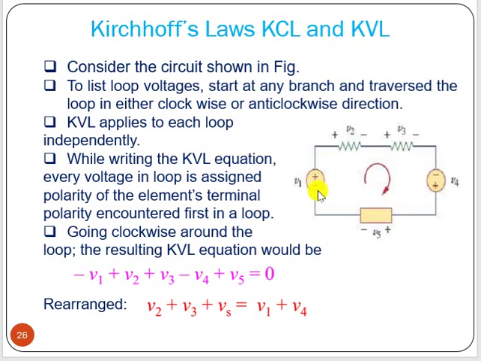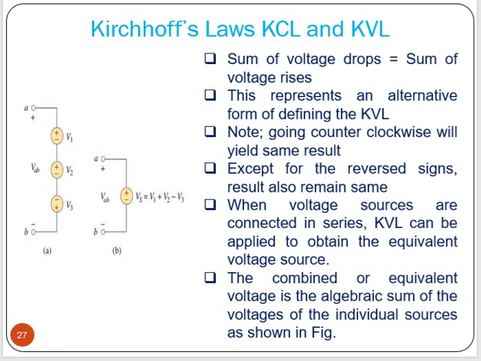Okay, you can go for encountering minus first in the direction, again plus, plus, minus, plus, or we go minus to plus, plus to minus, plus to minus. Minus to plus means positive, plus to minus means negative. So that is your choice. I will try to follow both in problems. Now the sum of drops is equal to the sum of voltage rises in case of KVL.